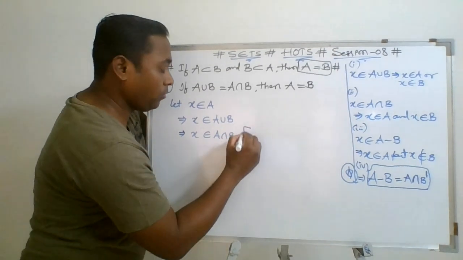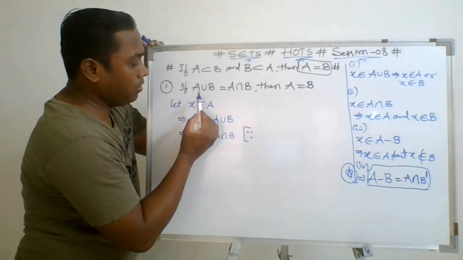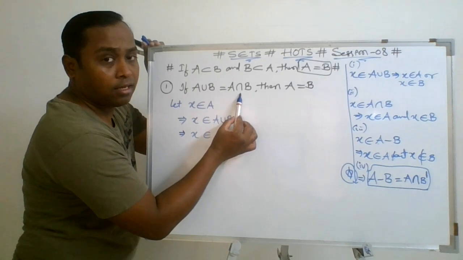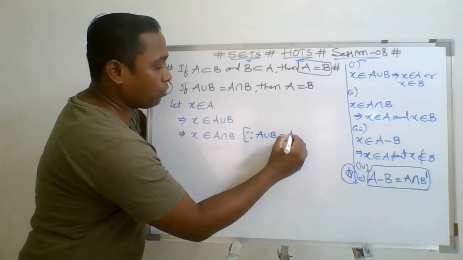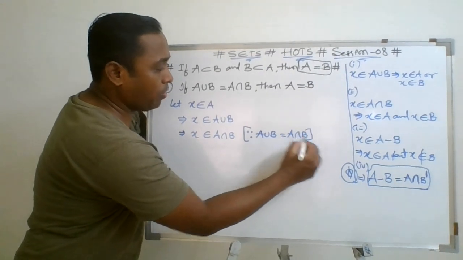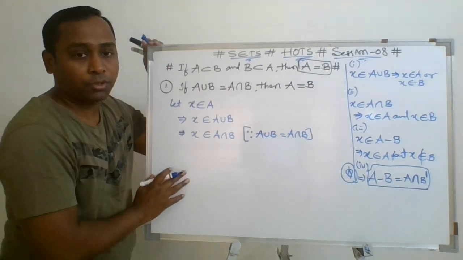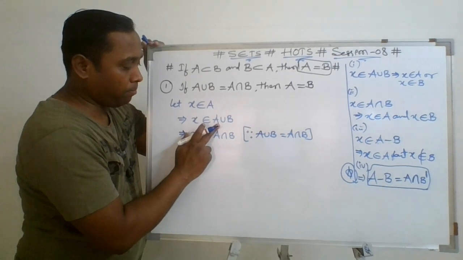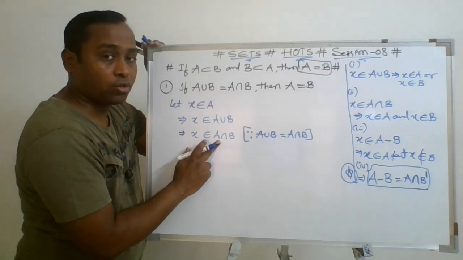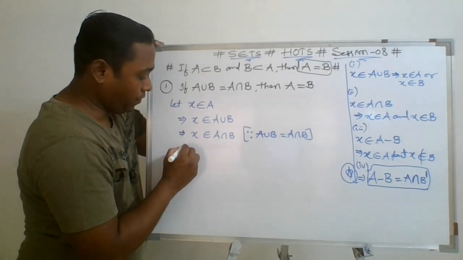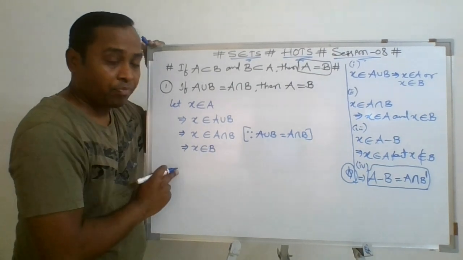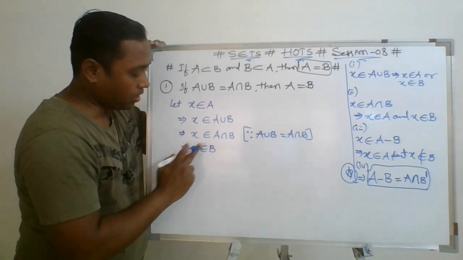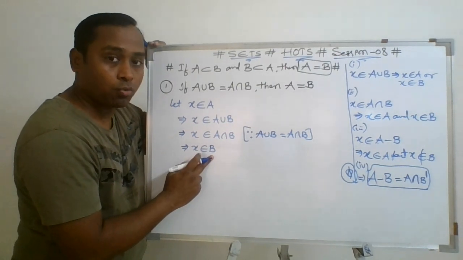Reason: what is given? A union B is equal to A intersection B. अगर union में है तो definitely वो intersection में भी होगा by the given information. So if X belongs to A union B, it also belongs to A intersection B, which implies that X belongs to B. अगर X दोनों में है तो इसका मतलब है कि X also belongs to B.